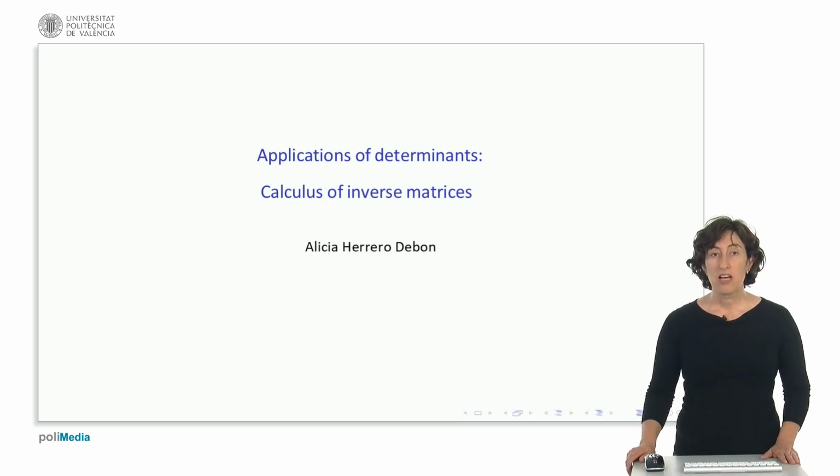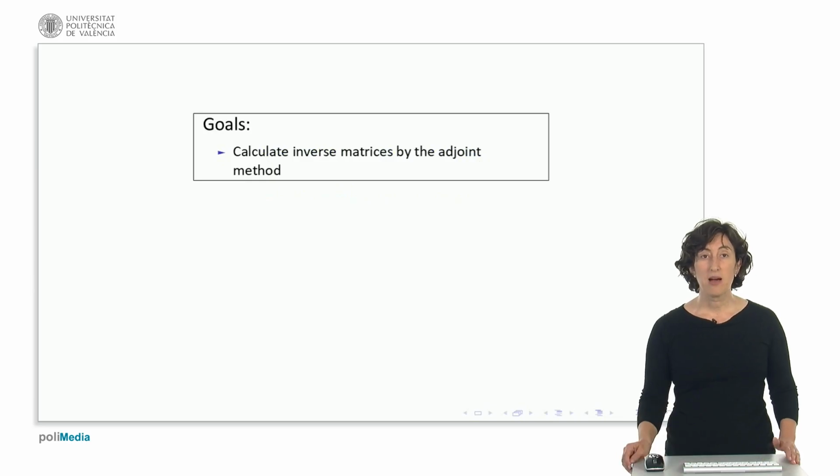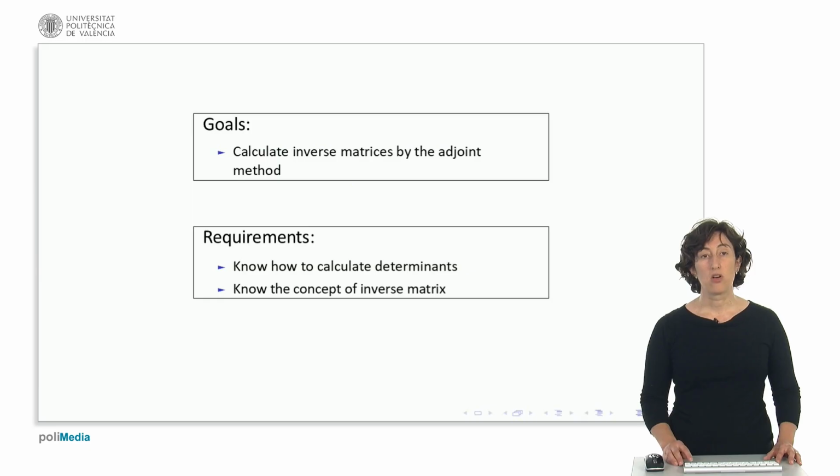In this unit, we are going to apply the determinants to the calculation of inverse matrices. We are going to do it by applying the method known as the method of the adjoints. For this, we have to remember how determinants are calculated for matrices of any size, and also to know the concept of inverse matrix, obviously.